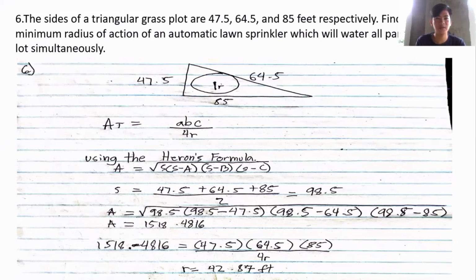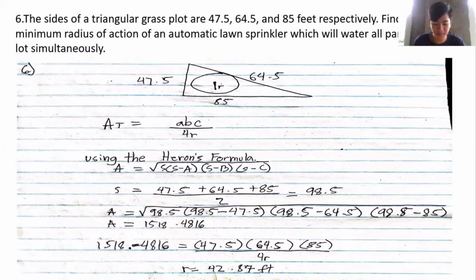Number 6. The sides of a triangular grass plot are 47.5, 64.5, and 85 feet respectively. Find the minimum radius of action of an automatic lawn sprinkler which will water all parts of the lot simultaneously. Using the triangular grass plot, the sides of the triangle are given and the radius is unknown. Using Heron's formula, A is equal to the square root of S times S minus a times S minus b times S minus c.